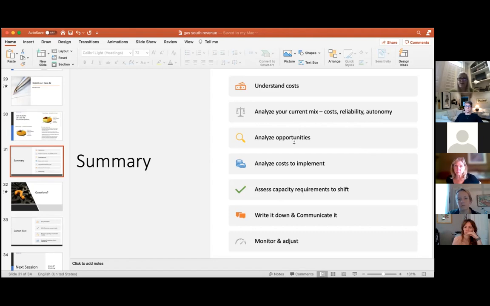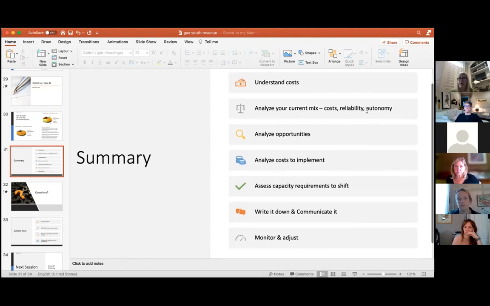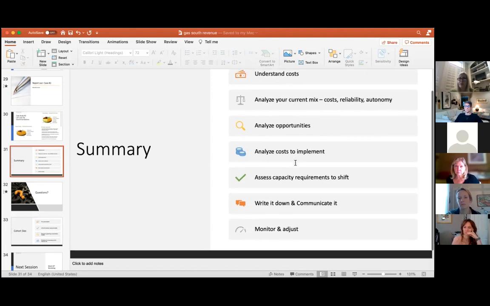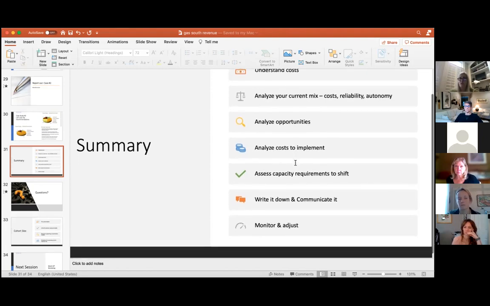You've got to analyze these opportunities in that way and then cost them out, assess your capacity requirements to shift, the journey towards that shift. It's not a knee jerk, it's a journey. Write it down, communicate it, and not just internally, but internal is super critical, but to your investors themselves. And then of course, track it, monitor it, and adjust.